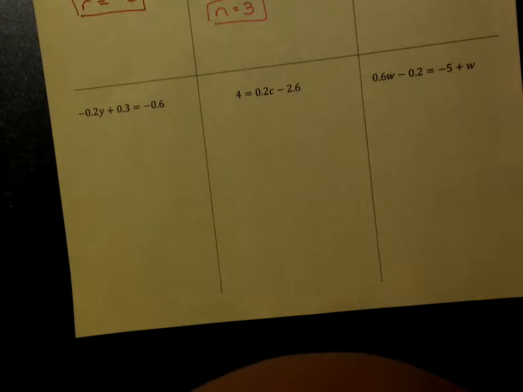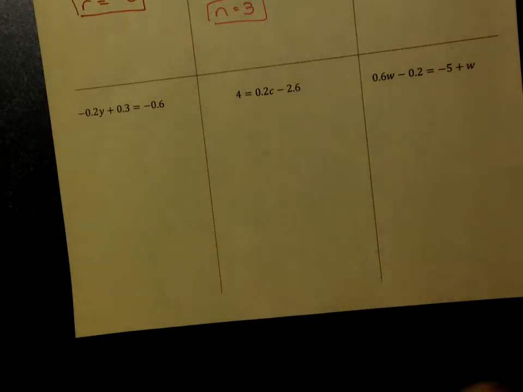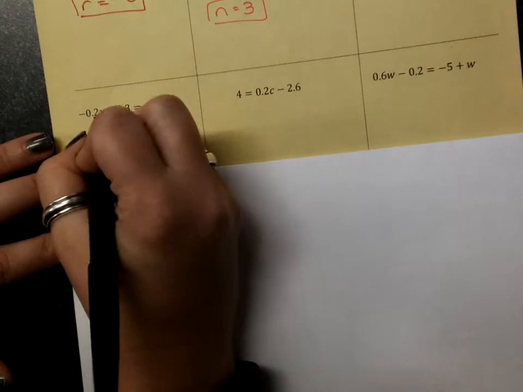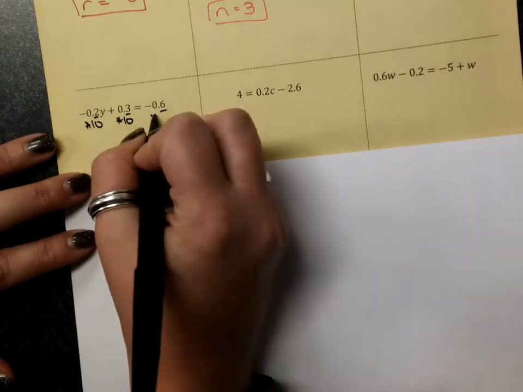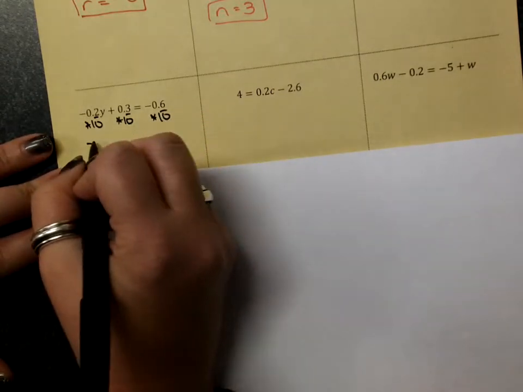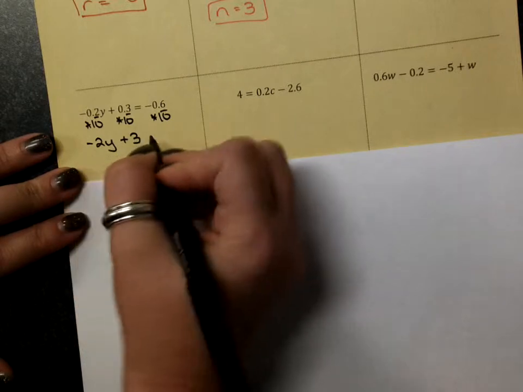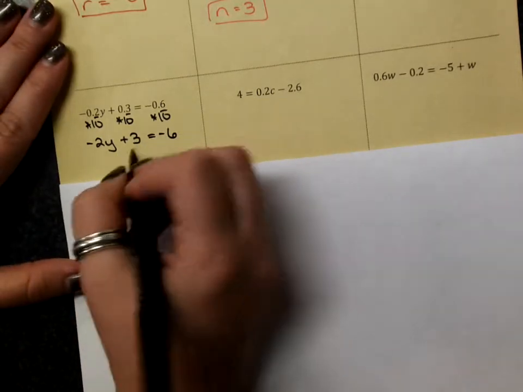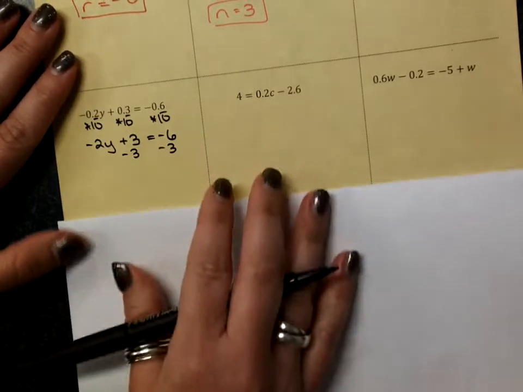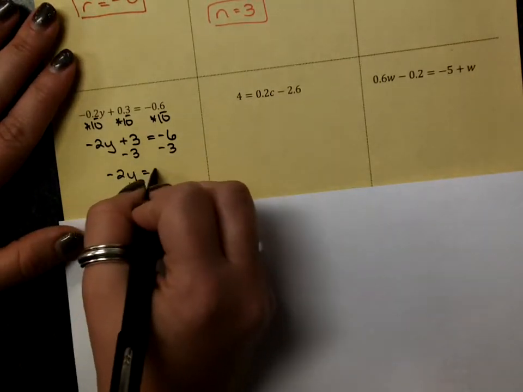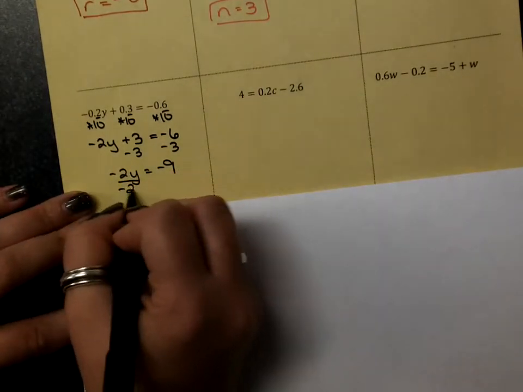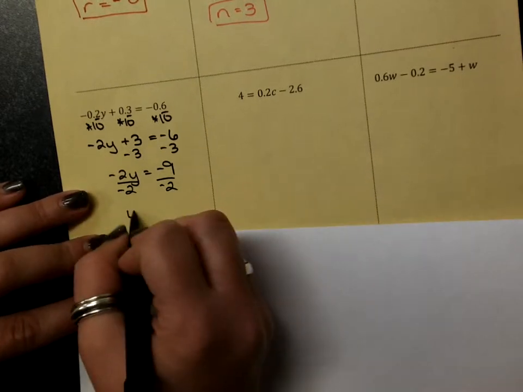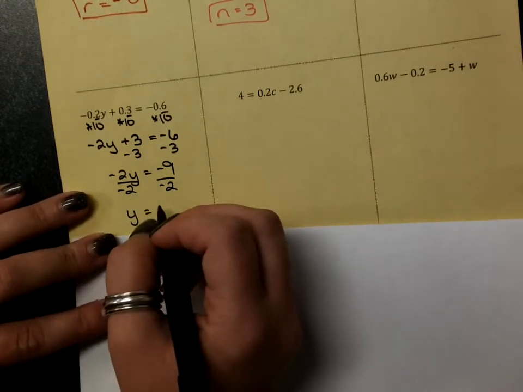Looking at the next one, we have negative 0.2y plus 0.3 equals negative 0.6. They all have one decimal place, so I'm going to multiply each one by 10. 10 and 10. That's going to give me negative 2y plus 3 equals negative 6. Subtract 3. That gives me negative 2y equals negative 9. Divide by negative 2. We have a negative divided by a negative, so we know the answer is going to be positive.